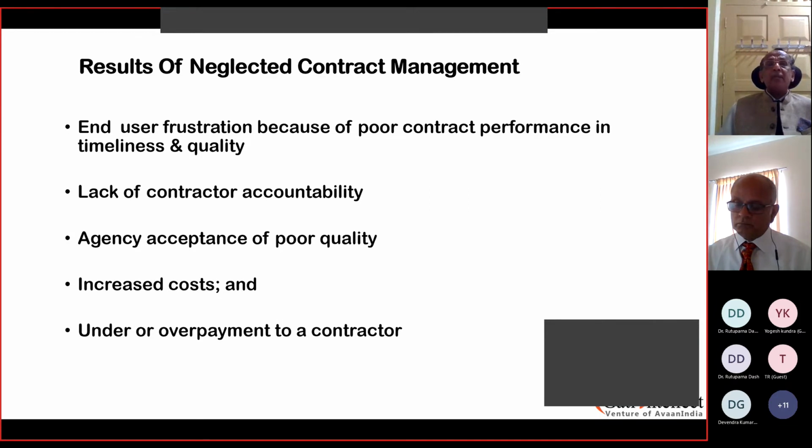Then agency acceptance of poor quality. Now, if this is to happen, there must be something behind it. Some money transaction must have happened. It's not right to accuse anybody, but these are all the realities. Now, as I go along, I will explain the new phenomena which has taken place in the field of procurement.